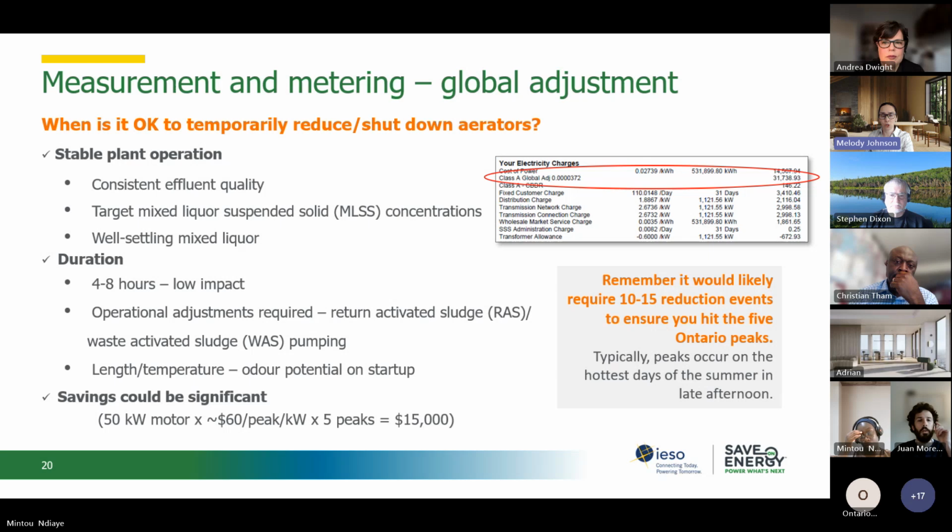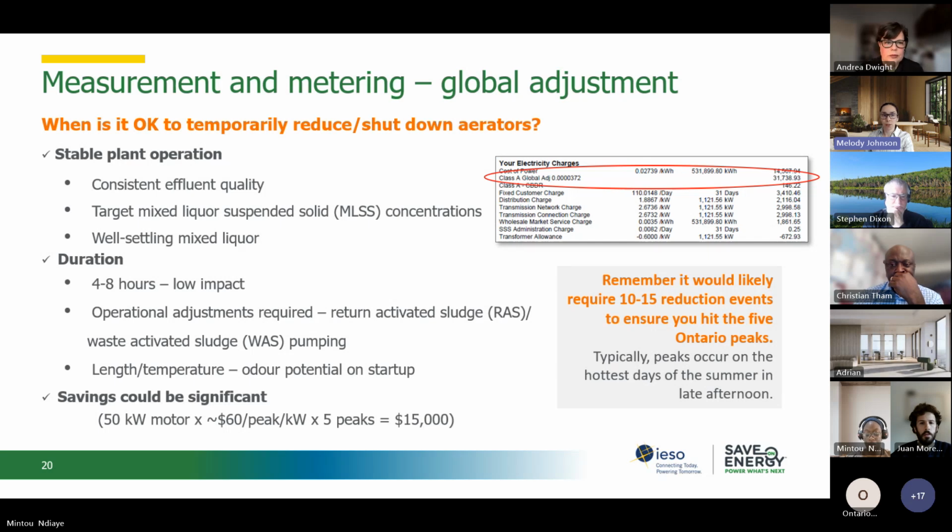The next is chasing that global adjustment, those peaks, and reducing your energy use during those critical times. So the little orange note there says it would likely require 10 to 15 reduction events to ensure that you hit the 5 Ontario peaks. And one effective way of trying to reduce your energy use during those peak events is to shut off aeration. So that is actually a possibility. You can do that for several hours at a time, 4 hours, even up to 8 hours.